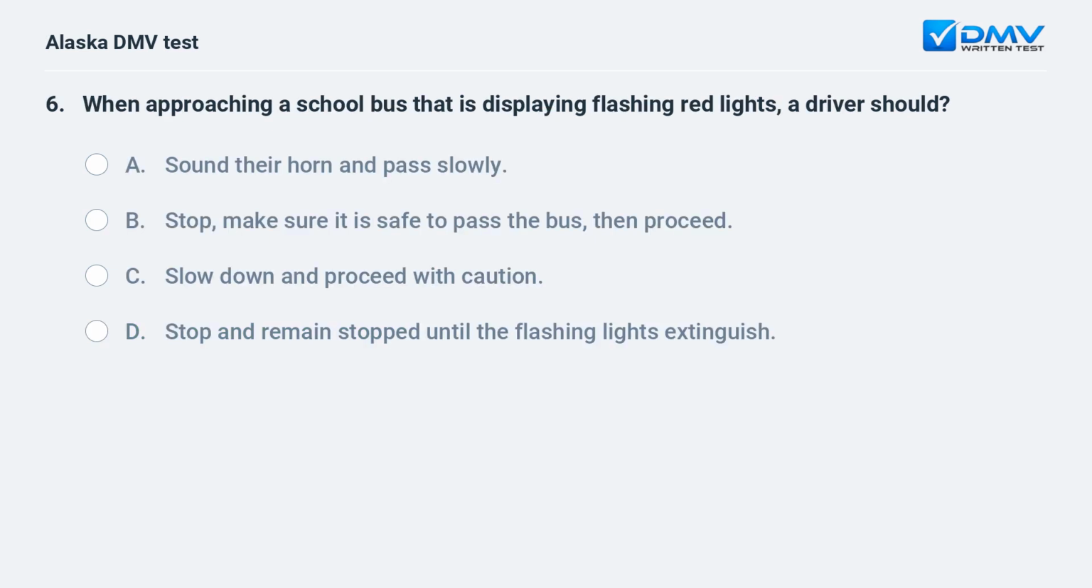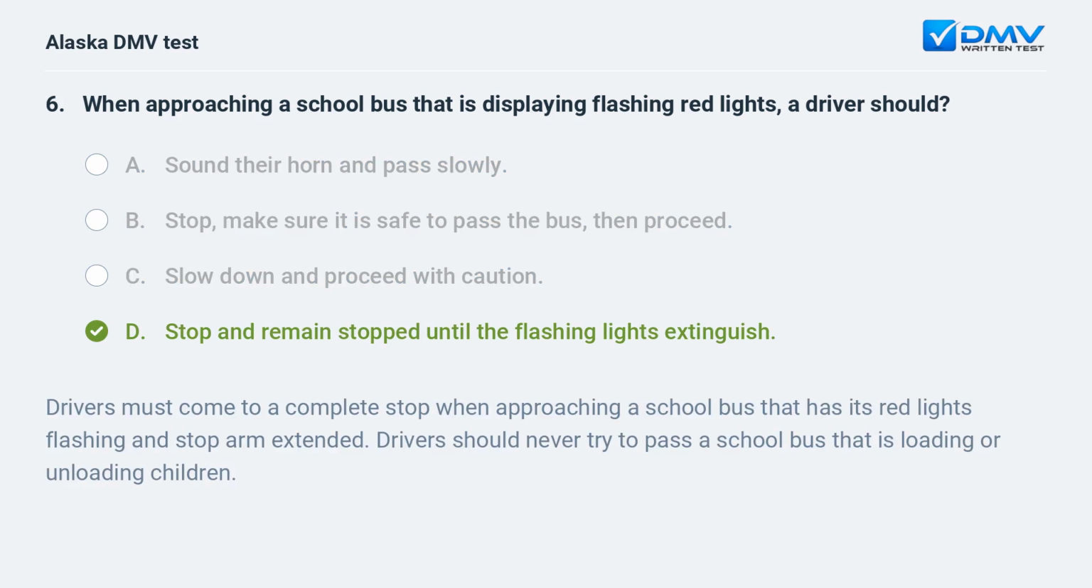When approaching a school bus that is displaying flashing red lights, a driver should a. sound their horn and pass slowly, b. stop, make sure it is safe to pass the bus, then proceed, c. slow down and proceed with caution, d. stop and remain stopped until the flashing lights extinguish.